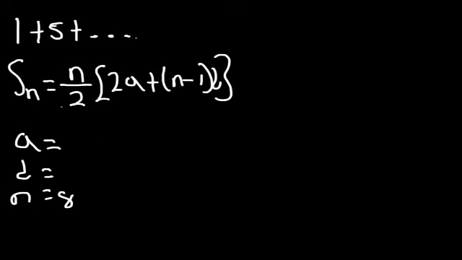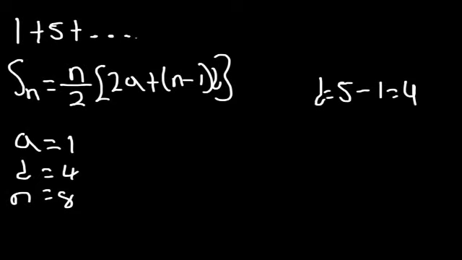Now what will be the first term? Whatever value begins the sequence or series, just know that it is the first term. That's 1. So what about the common difference? Since it is an AP, to get the common difference, you have to subtract the first term from the second term, or the second term from the third term, or the third term from the fourth term. That's all. So therefore d will be equal to 5 minus 1, which is 4.